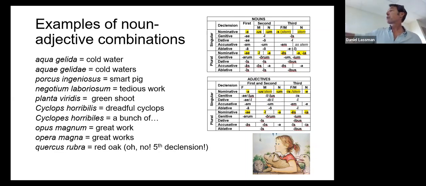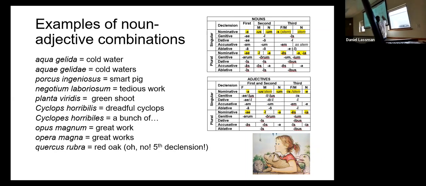All right. Sort of like cyclops. Cyclops is a masculine third declension noun, and horribilis is a masculine third declension adjective. So cyclops has a stem that's cyclop, and if you need to decline it into genitive, you would make it cyclopis, I guess. Anyway, cyclops horribilis means terrible cyclops, but if you want to say a bunch of terrible cyclopses, you say cyclopes horribilis, which is down here. I'll just point to it just in case. Cyclopes horribilis.